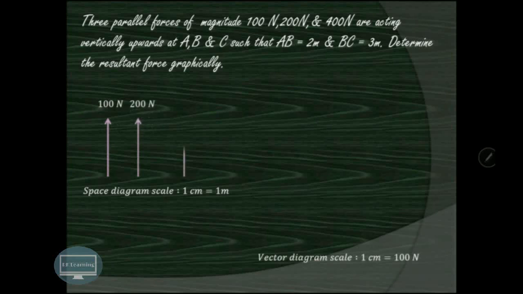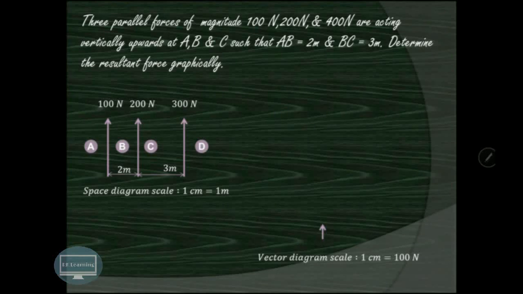Now let us see how to find out the resultant of these three forces, 100 Newton, 200 Newton and 300 Newton, which are acting at a distance of 2 meter and 3 meter, as shown over here on the diagram. Now we are having this Bow's notation. So this AB is representing 100 Newton force. Similarly, this BC is representing 200 Newton force, and CD is representing 300 Newton force.